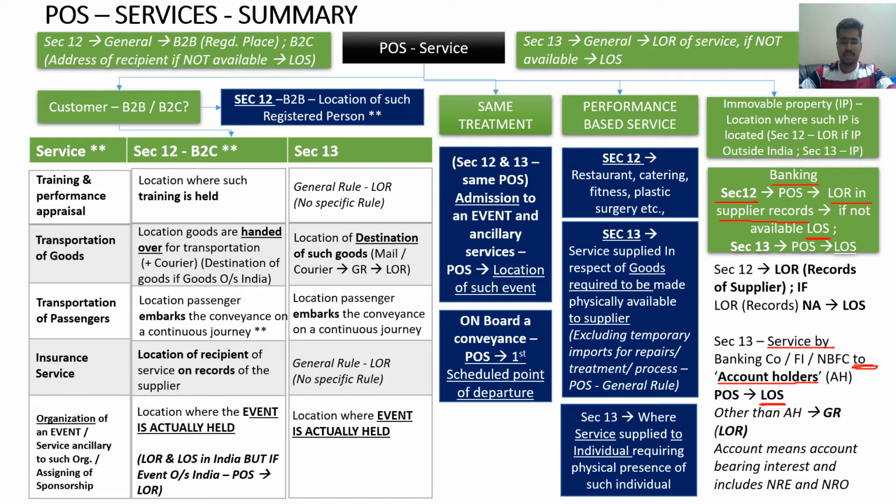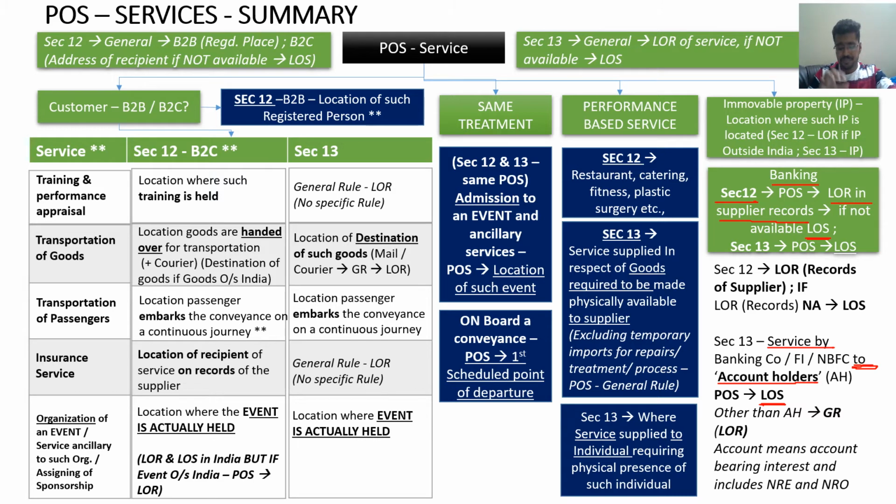So there are two things here. One, services should be provided by a banking company to an account holder. That condition has to be satisfied. If that condition is satisfied, that is the recipient is an account holder, then the provision says place of supply will be the location of supplier. Unlike section 12, where the default rule was location of recipient, home branch. They know your recipient's location, so immediately that is the place of supply. However, if it is section 13, it is opposite. First, it is the location of supplier. That will be the place of supply.